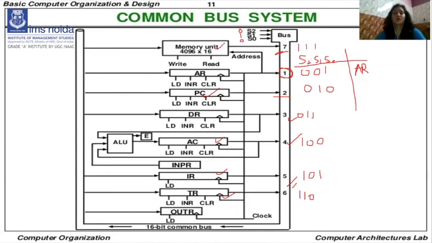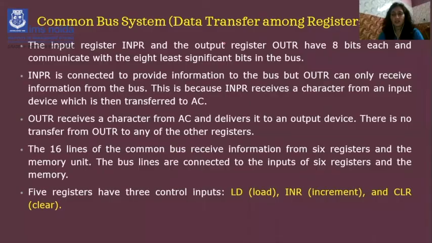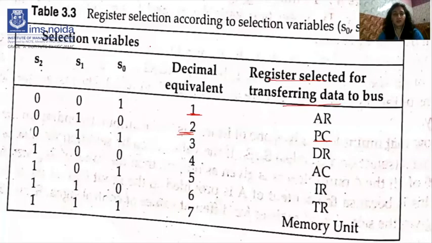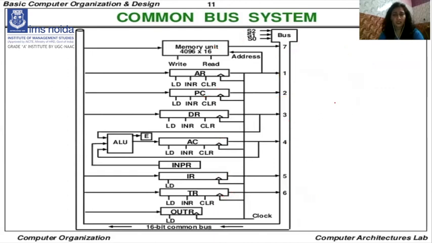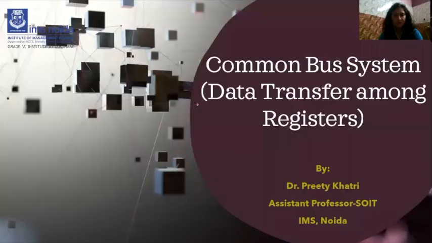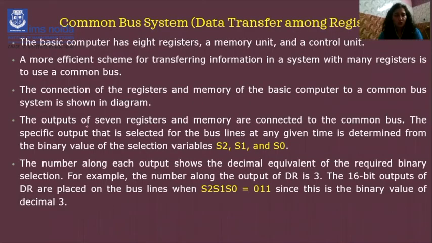So this is the whole organization of the system depending on this table, that is, the selection lines will select which register is to be selected for transferring the data to the bus. Clear? So I think it's more clear from this diagram from the working. So now we will read about this. The outputs of the 7 registers or memory are connected to a bus, and the specific output of the bus line is determined by the selection variables S2, S1 and S0.